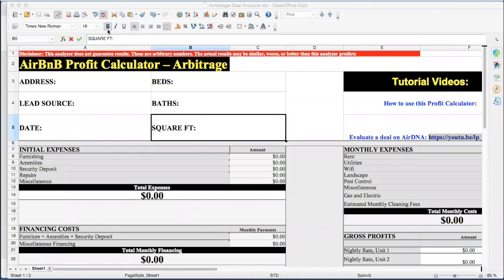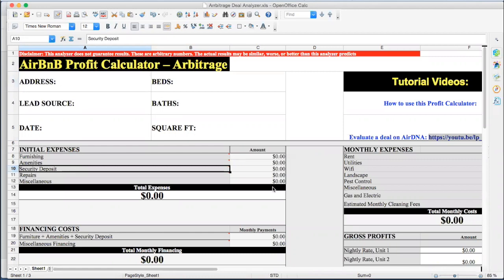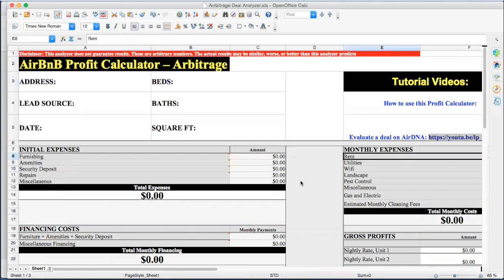We have an arbitrage and an owner version. We're going to go over the arbitrage version, but I just want to let you know in regards to the owner version what is different. The main differences are the security deposit is a down payment. The rent is a mortgage.